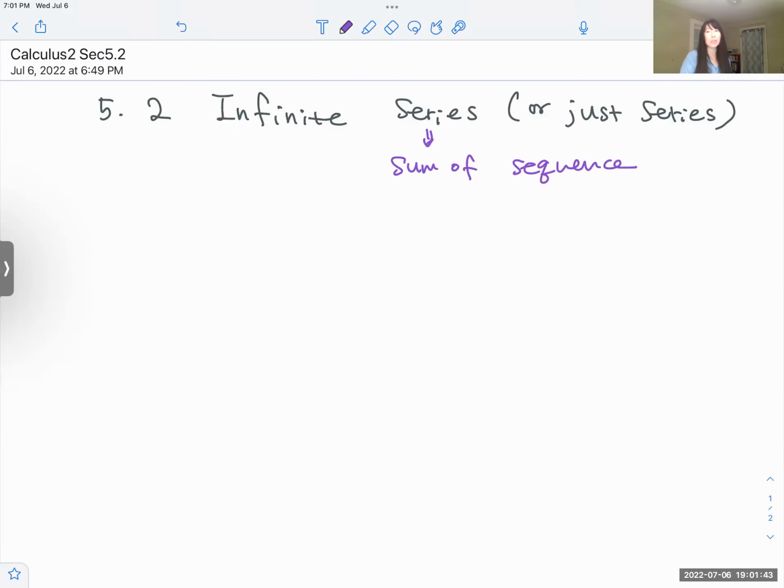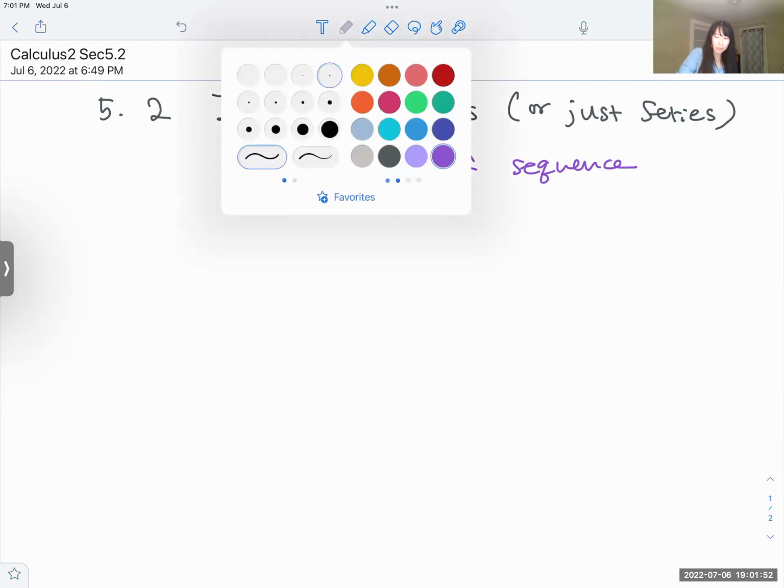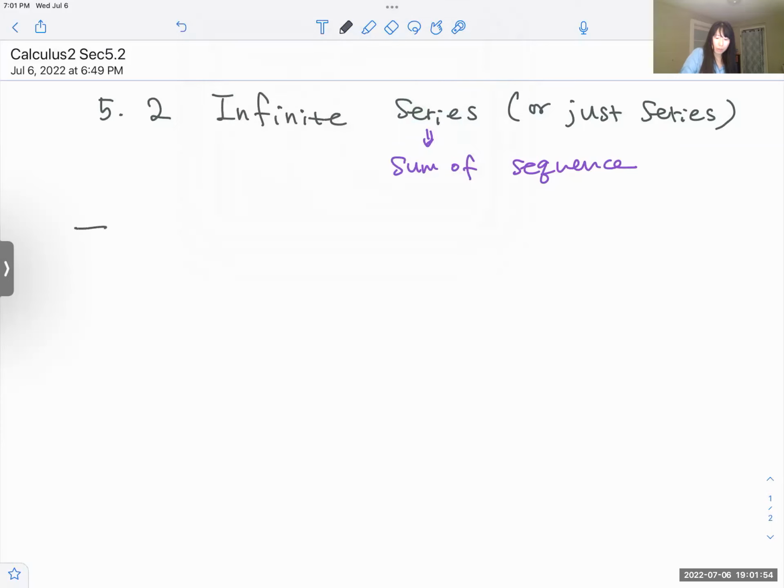So we learned about the sequence last time, right? Okay, then how does a series look? Series looks like that. We have this notation, from n equals 1 to infinity. So we call this summation in math.